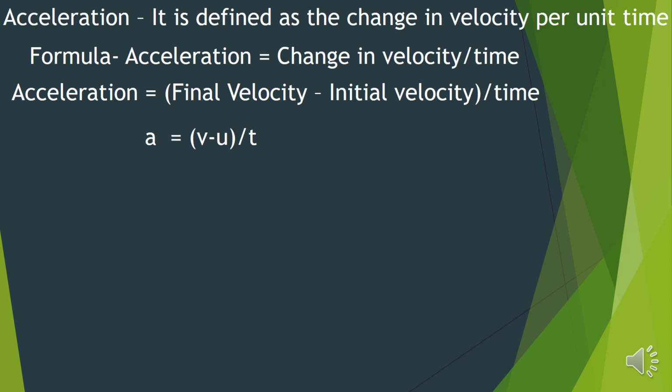So v minus u is what? Final velocity minus initial velocity. That is your change in velocity. So a equals v minus u by t.